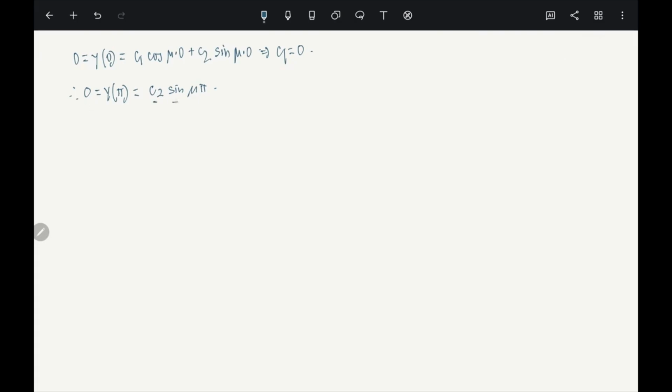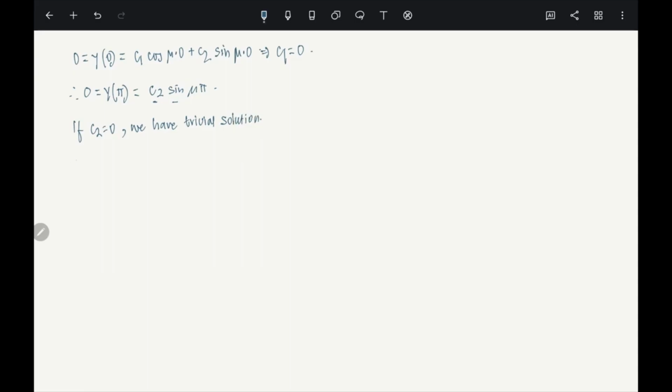Now if c2 is 0, c1 is 0, c2 is 0, then what we have is a trivial solution. We do not want a trivial solution because that's not an interesting case, right? We want a non-trivial solution. If c2 is 0, we have a trivial solution, which we don't want.